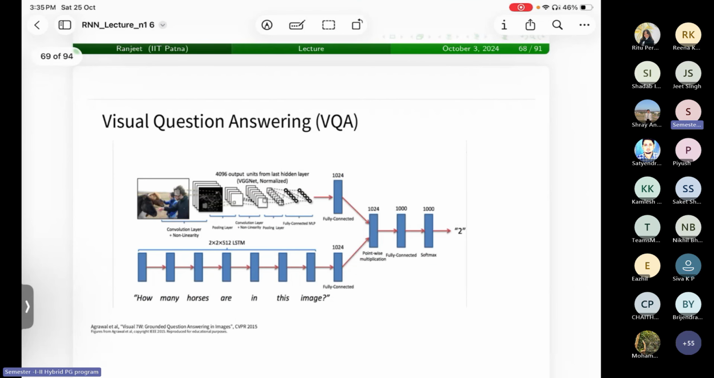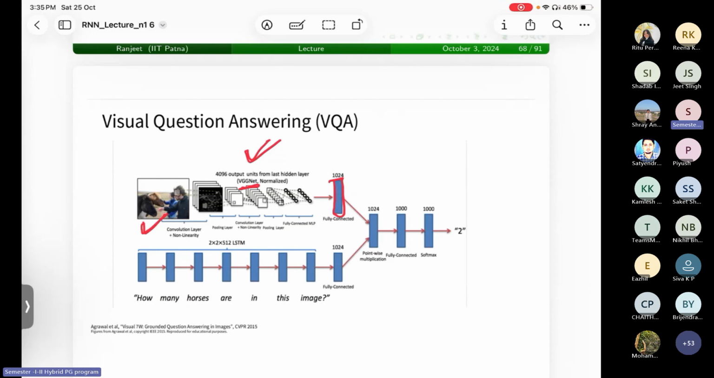So again, whenever we have an image, we'll be using a CNN. So use any CNN type of network. Suppose we are taking VGGNet here. So take the image, process it through all those layers, and suppose at the end we are getting this 1024 dimensional vector.